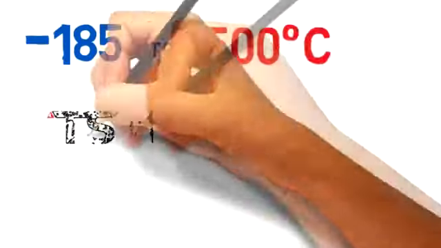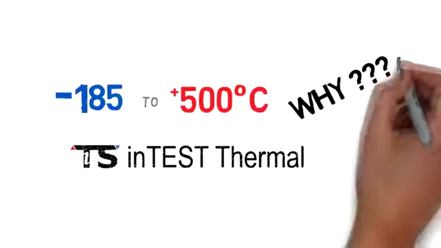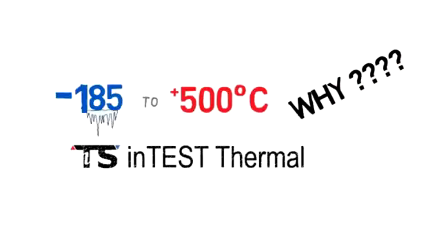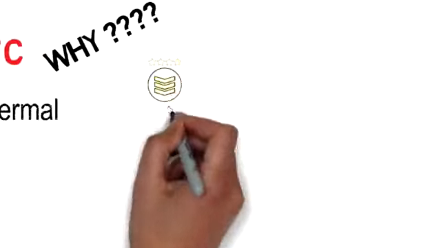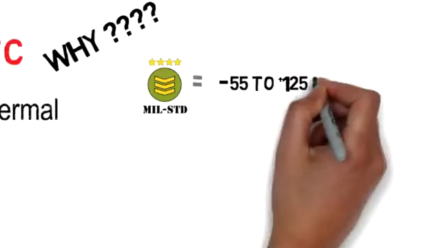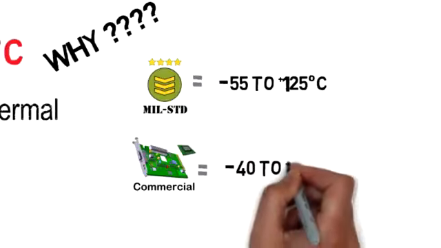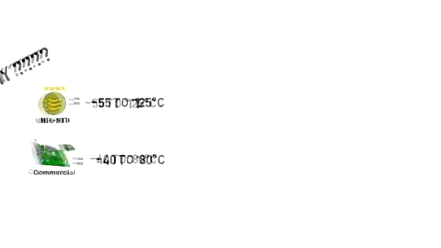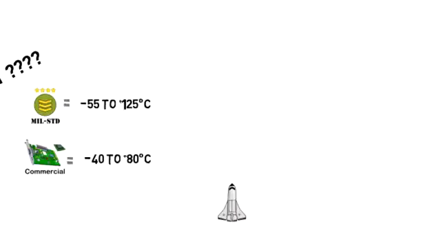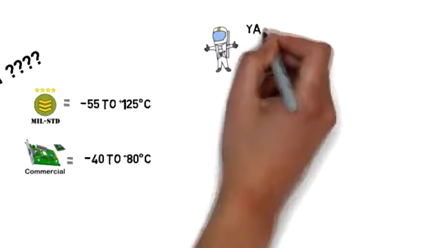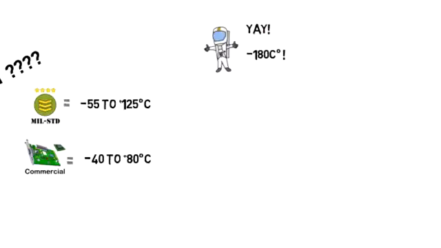Minus 185 to plus 500 degrees Celsius. Here at InTEST Thermal, we're often asked why we offer such wide temperature ranges. Most widgets don't require testing at those extreme temperatures. Military standard is minus 55 to plus 125, and commercial standards are only minus 40 to plus 80. So what gives? Why would anyone besides NASA want a system that's capable of minus 80 or even minus 180?